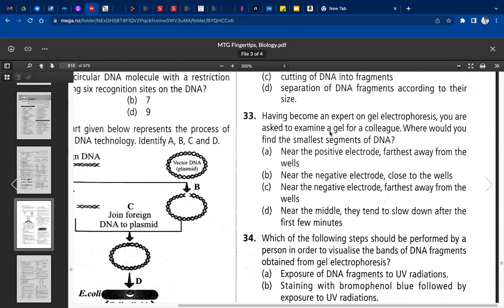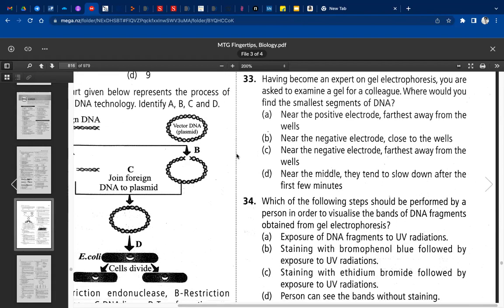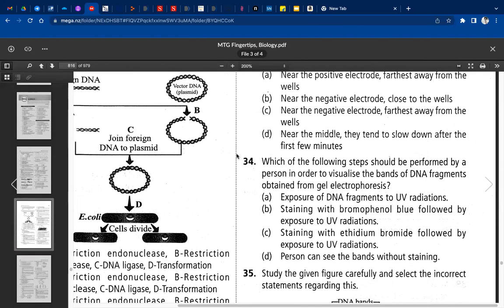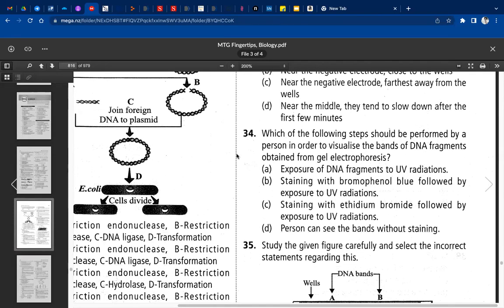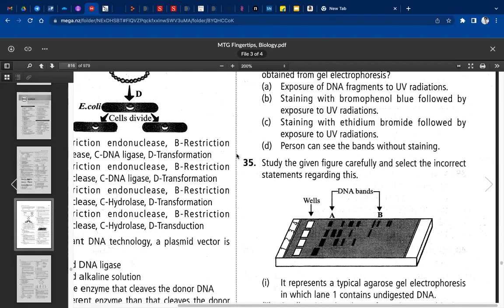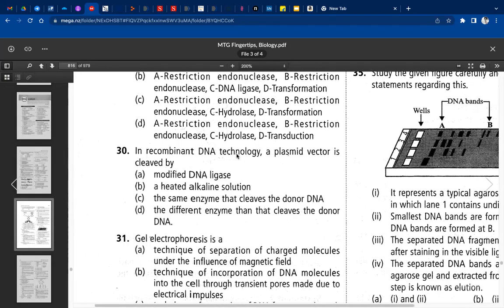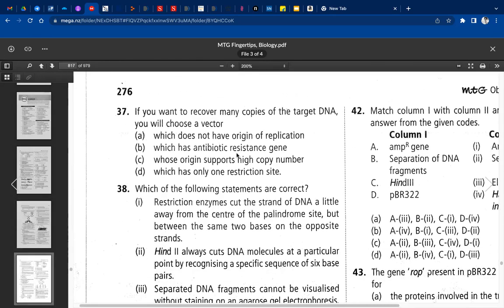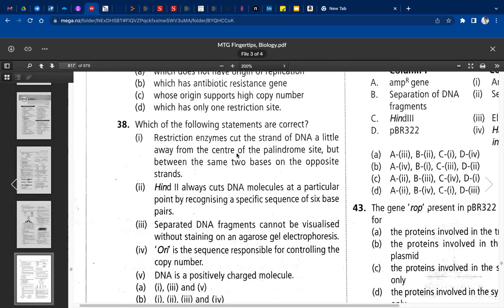So I hope everyone understands the concept behind it, right? DNA being negatively charged will move towards the positive electrode, and the smaller the DNA fragment is, the faster it will move on the gel electrophoresis, right? Yes. Okay, now we'll not do more questions on gel electrophoresis. That's simple, I think, for you.